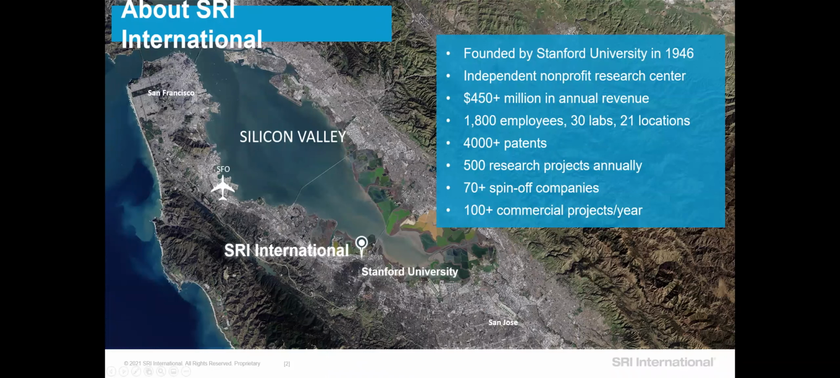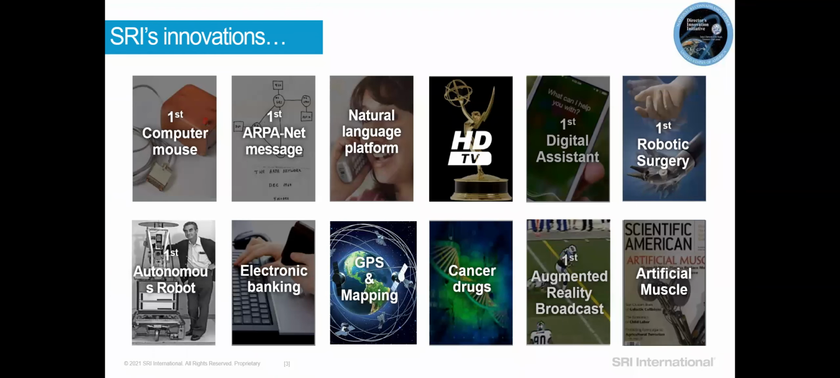So just a couple of quick notes about SRI. SRI is an independent non-profit research center. We work on various areas, including computer science, biosciences and education. One thing about us is that we spin off companies as well. We develop technology using government funding and then we spin them off. So these are some of our innovations.